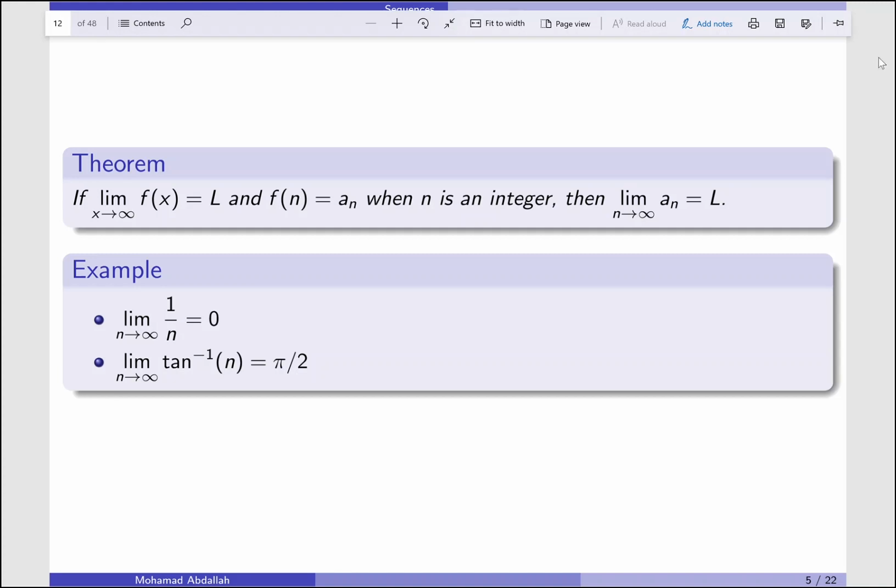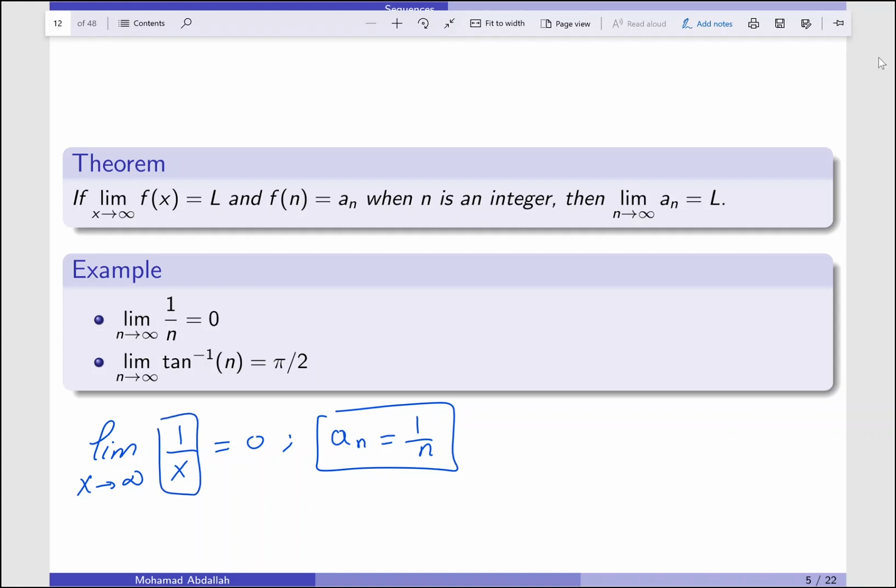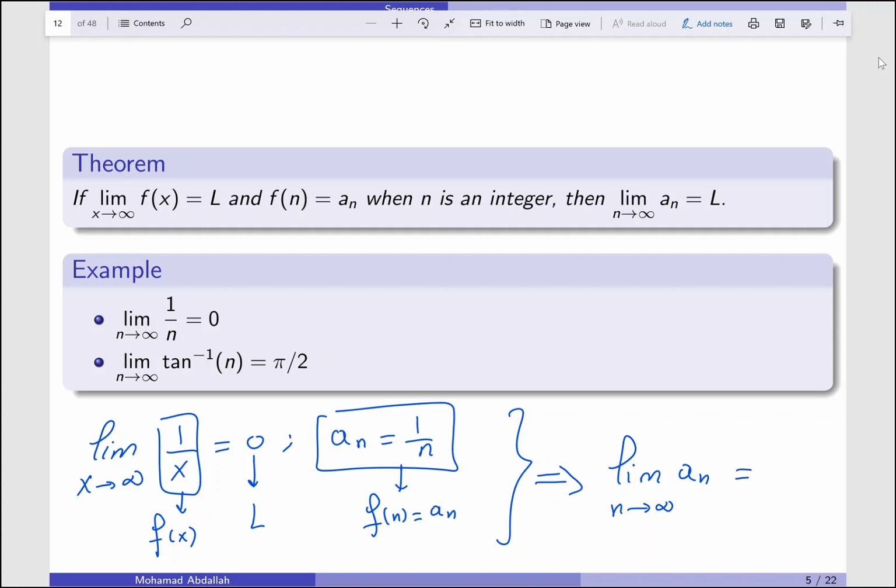Here's what I mean by this theorem. We know that the limit when x approaches infinity of 1 over x is equal to 0. Now, if I take a_n to be 1 over n, you can see here that if I call this f(x), I'm just trying to mimic the same notation in the theorem. So this is L in this case. So if the limit of f(x) is equal to L, and if f(n) is equal to a_n, which is the case here, then this implies that the limit of a_n when n approaches infinity is equal to 0 in this case, which is L. So that's why the limit here is equal to 0. For the same reason, the limit here is equal to pi over 2, because we know that the limit when x approaches infinity of tan inverse of x is equal to pi over 2. Okay, so this is one of the limits that you should know.